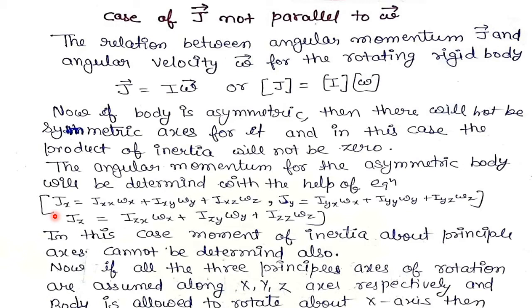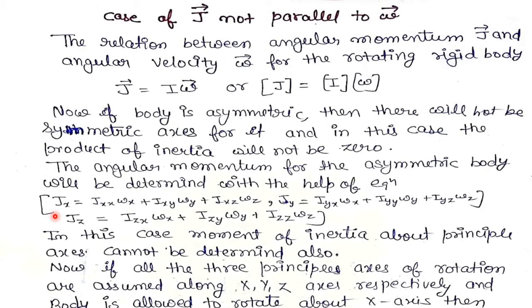What are the equations? Jx equals Ixx omega x plus Ixy omega y plus Ixz omega z. Jy equals Iyx omega x plus Iyy omega y plus Iyz omega z, and Jz equals Izx omega x plus Izy omega y plus Izz omega z. In this case, the moment of inertia about a principal axis cannot be determined either.